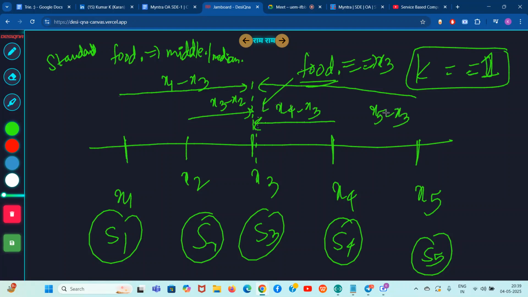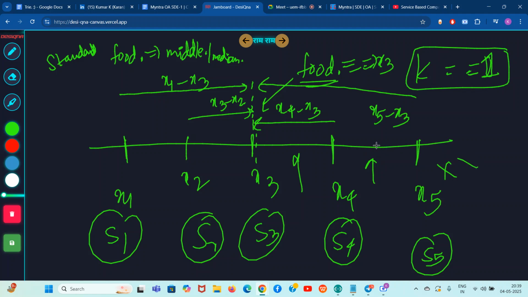Okay, so guys, the sum of the total displacement will be minimum if you keep the food in the middle. You might be thinking, sir, but what if I keep the food at x4, x5, or somewhere in the middle of x3 and x4? That will always give a bigger sum, a bigger displacement.